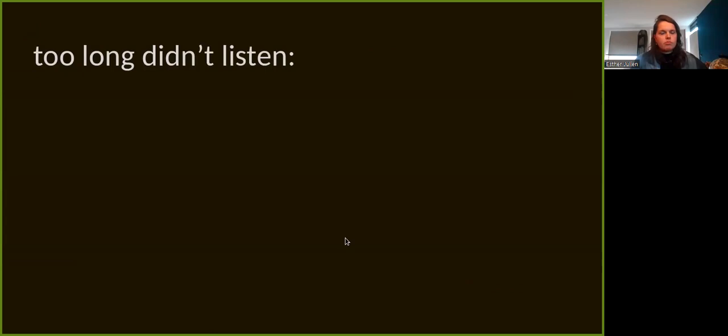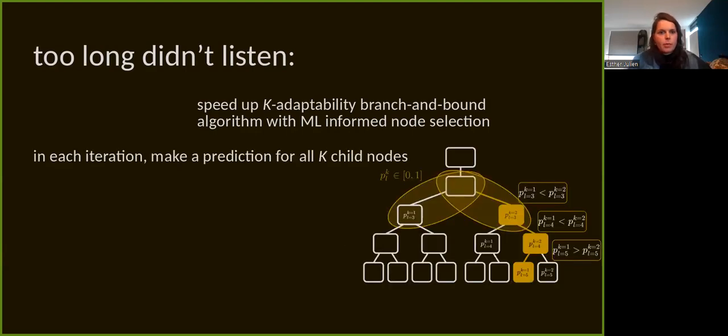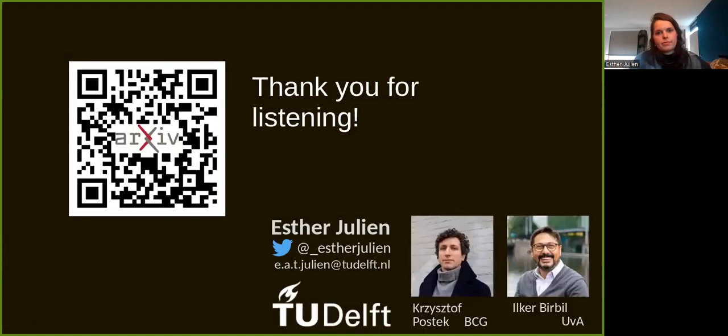Okay, so just to wrap up, we want to speed up K-adaptability branch and bound with ML informed node selection. We do this in each iteration to make a prediction for each of our child nodes, and then select the highest value. And we get our training data by a kind of Monte Carlo tree search approach. Okay, thank you.